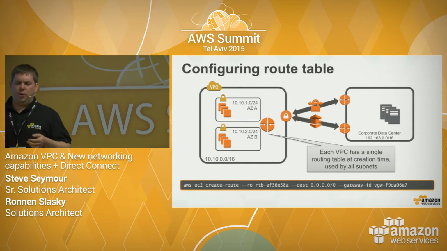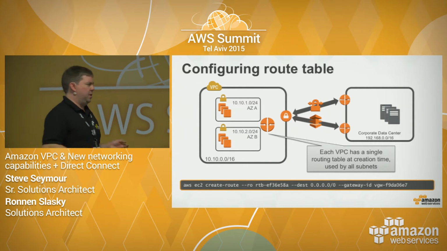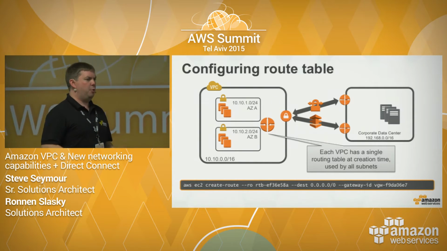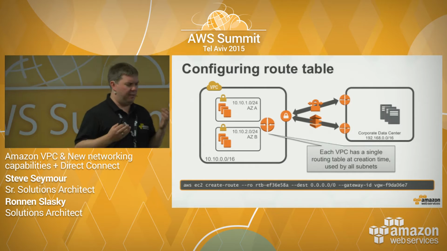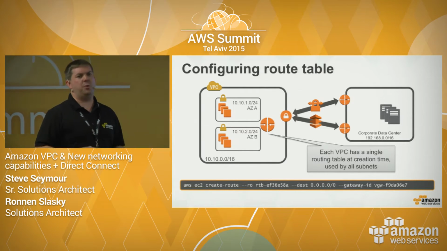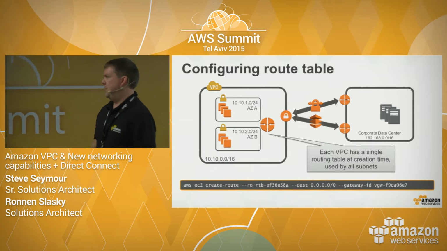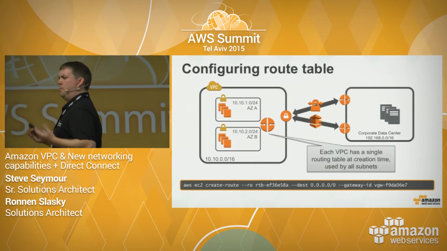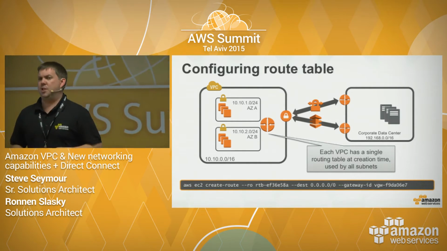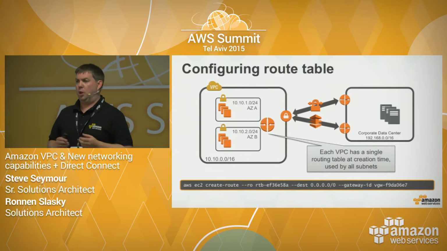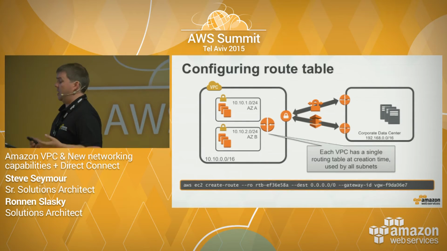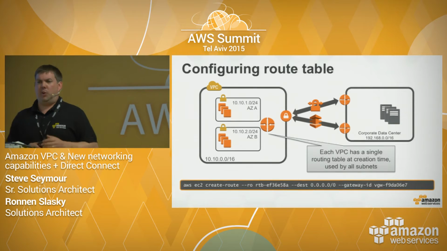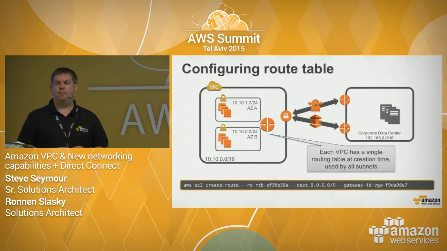Now, you would have thought at this point that we have all of our connectivity sorted. Well, we do, but we don't have any routing in place yet. So although we have the connectivity in place, traffic can't flow between our corporate data center and our VPC. When you create a VPC, we create something called the main routing table. And inside that routing table is a single entry. It's called the local route, and it tells all of the subnets how to reach each other. But there are no other entries in that routing table.